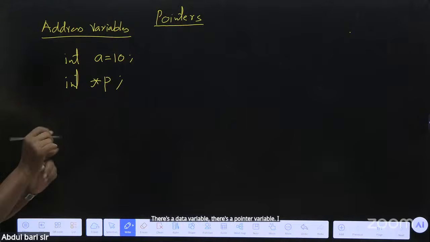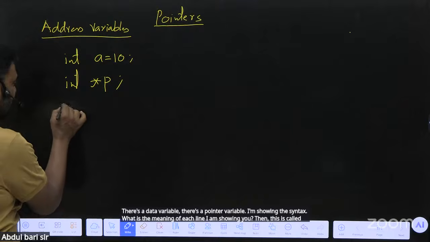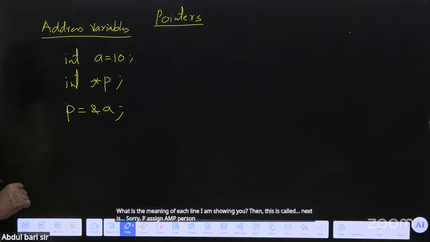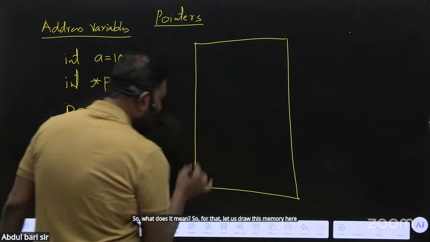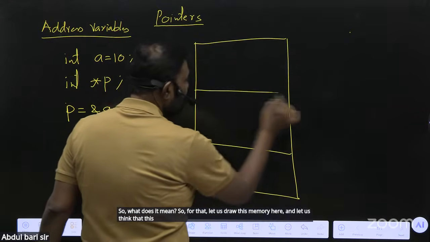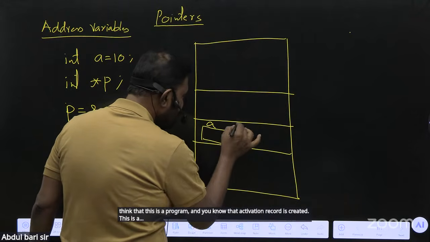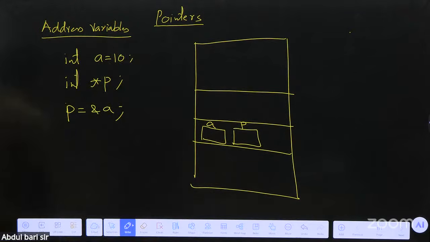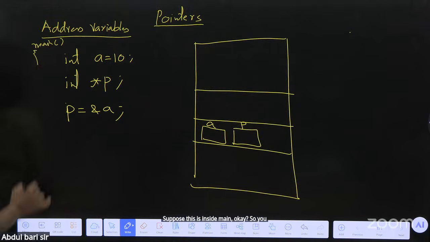I'm showing the syntax. What is the meaning of each line I'm showing you? Next is p assign ampersand a. So what does it mean? For that, let us draw this memory here and let us think that this is a program and you know that an activation record is created. This is a and this is p. Suppose this is inside main, so you will get an activation record for main.